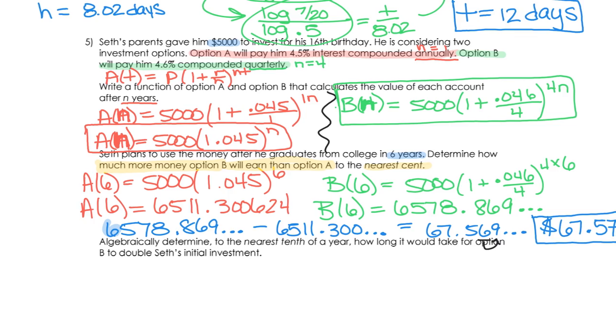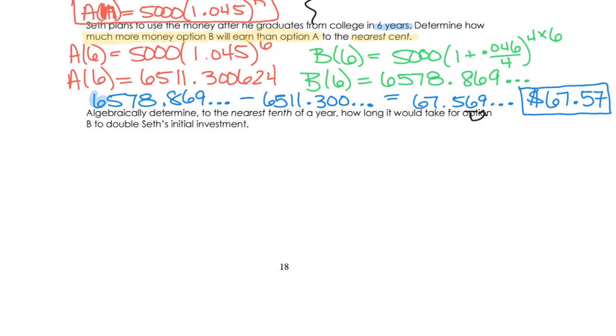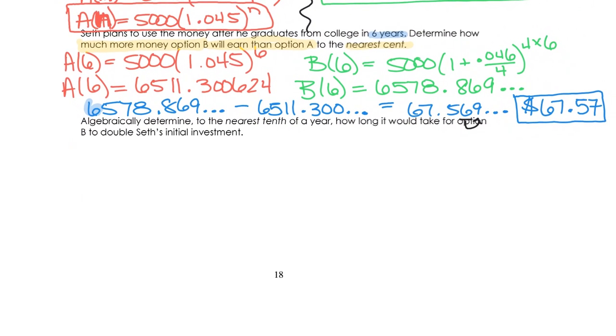One more part to this question, and it says algebraically determine, to the nearest tenth of a year, how long it would take for option B to double Seth's initial investment. So remember, what was Seth's initial investment? All the way back at the top, it was $5,000. So $5,000, double means to multiply by 2, will give you 10,000.